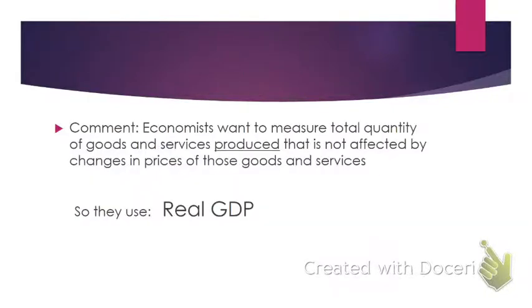Okay. So economists want to measure total quantity of goods and services produced that is not affected by changes in prices of those goods or services. So they use real GDP. So they don't want to measure GDP based off of a change in price. They want to measure GDP based off the change in the amount produced. And so they use what is real GDP. If inflation is a factor in the change in GDP, then it's not real, right? It's nominal. Real GDP is based on the amount of the good that is produced.